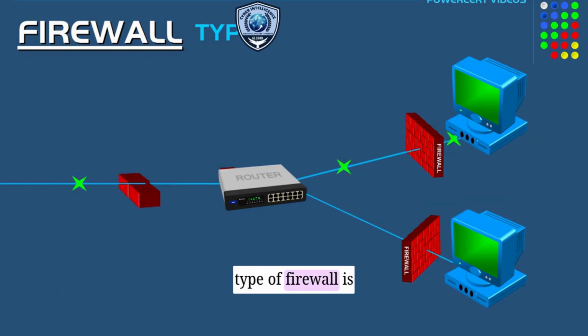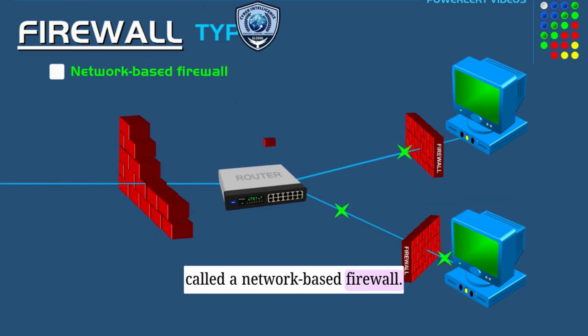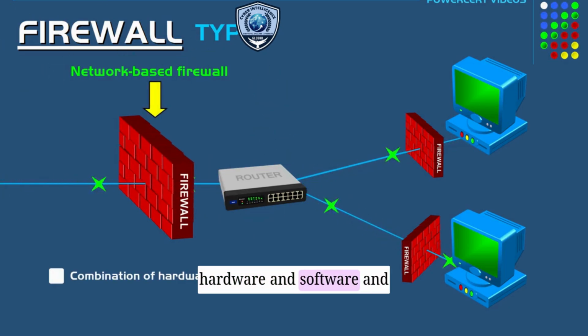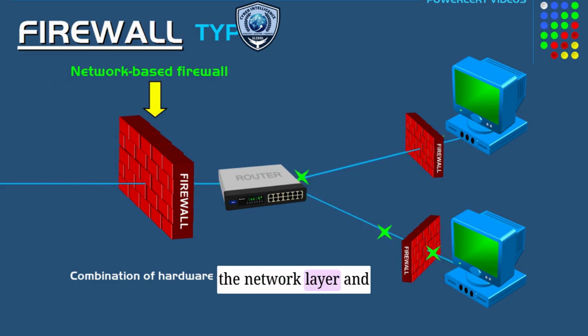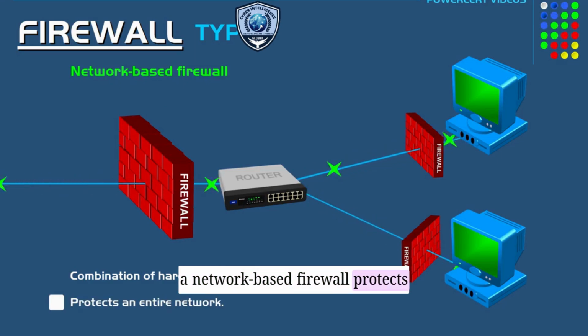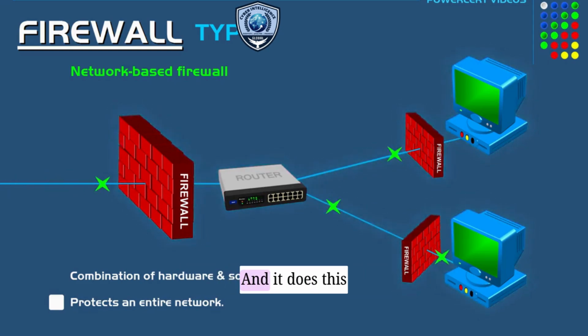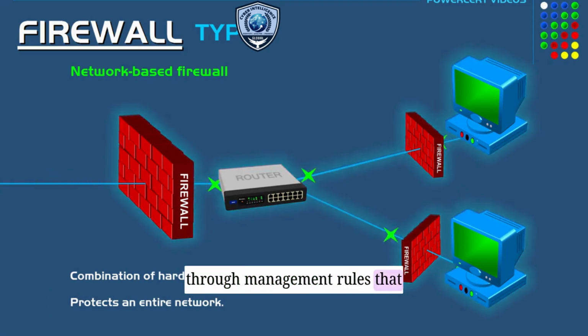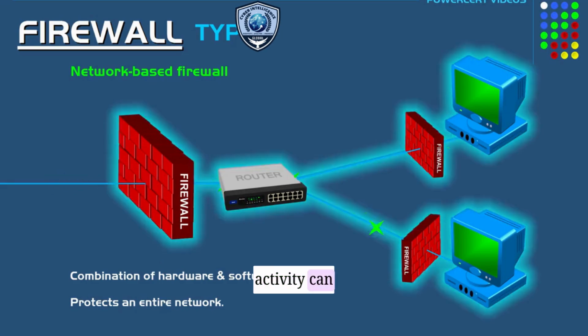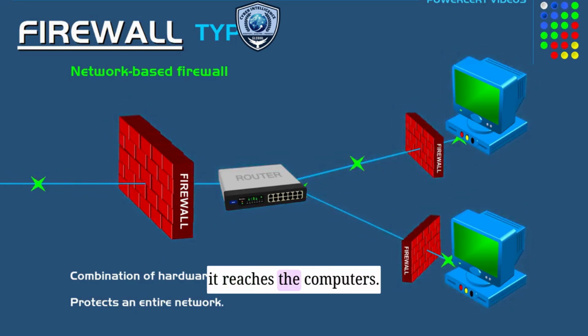And another type of firewall is called a network-based firewall. A network-based firewall is a combination of hardware and software, and it operates at the network layer, and it is placed between a private network and the public internet. But unlike a host-based firewall, which only protects that computer, a network-based firewall protects the entire network. And it does this through management rules that are applied to the entire network, so that any harmful activity can be stopped before it reaches the computers.